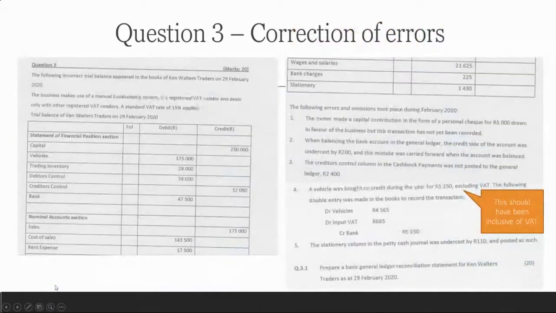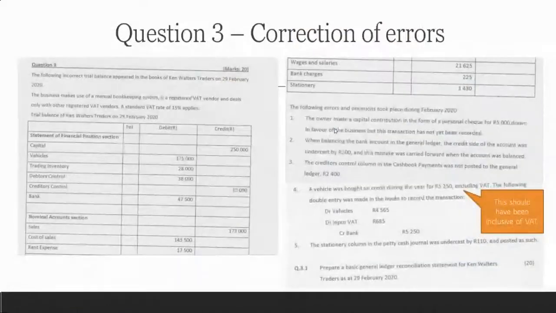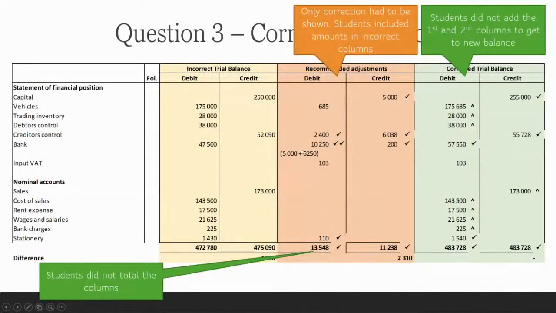Then we had our creditors control column. There's the 2,400, which was not taken to this account yet. Then we've got the vehicle one. Now the vehicle one, you've got your 525 here. Now because that amount should have been inclusive of VAT, instead of the 525 on the credit side, it is now 6038. You would have adjusted the vehicle's amount with 685 and the input with 103.